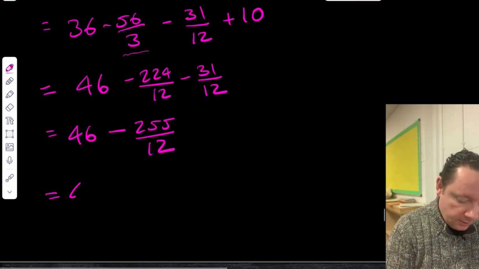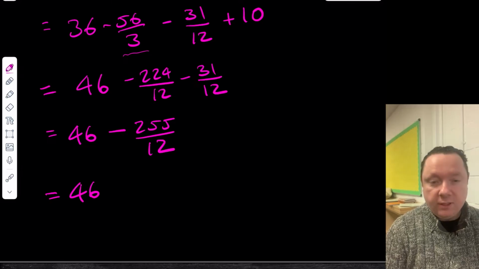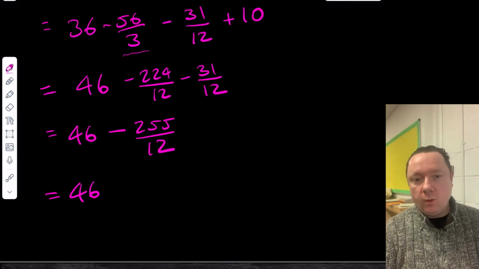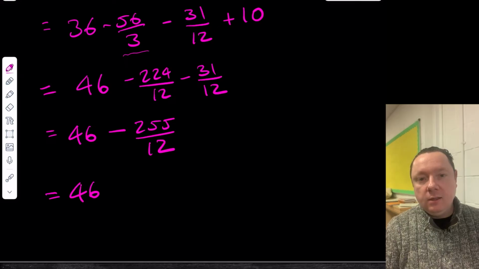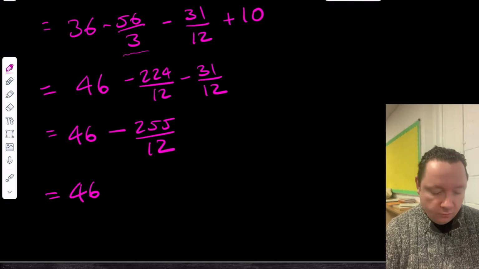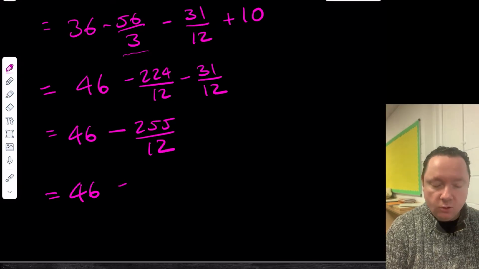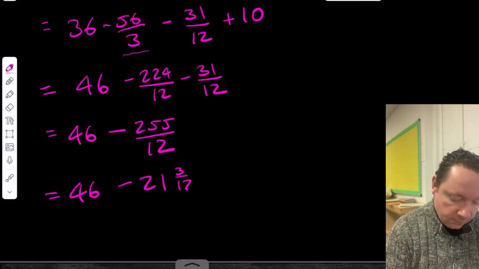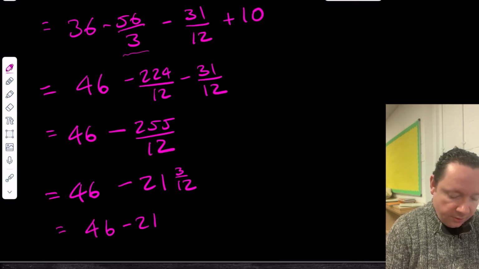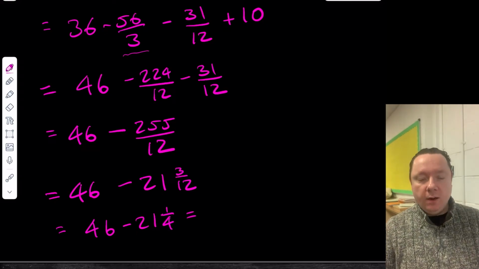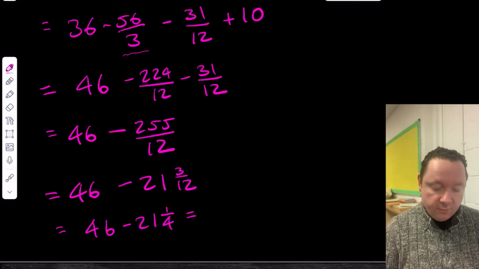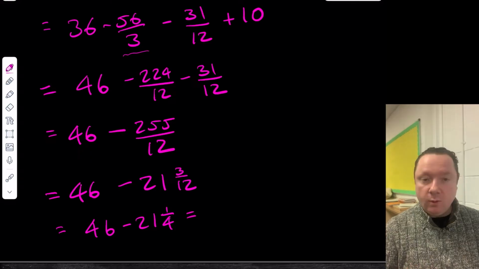So that's 46. Counting in 12s, well, 12 tens is 120. So 12 20s is 240. 21s is going to be 252. So that's minus 21s, that's 252, and 3 12s left over, which is a quarter. So that's 46 minus 21, which is 25, but then minus a quarter is going to give me 24 and 3 quarters.